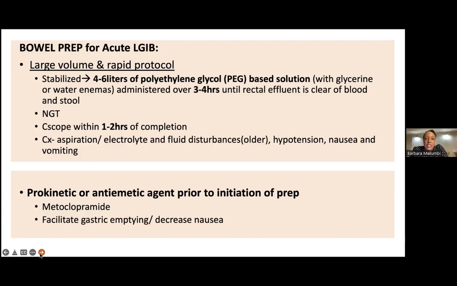So they do advise that regardless. And I did allude to that when we were talking about the upper GI bleeds and aspirating and having a look at what comes out of the stomach. And in terms of the colonoscopy, they say when the PR fluid is clear, however, 1 to 2 hours after the completion of your solution is ideal. The risks with prep in these patients are aspiration, electrolyte and fluid disturbances, hypotension, nausea and vomiting. It's advised to give a prokinetic or antiemetic agent, your metoclopramide, to assist gastric emptying and also decrease the chances of vomiting and nausea.